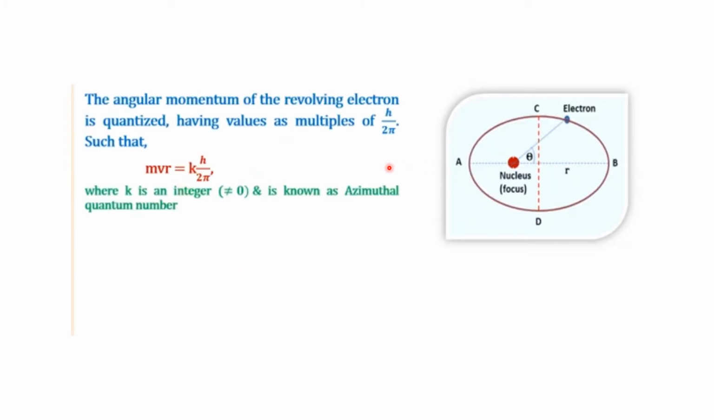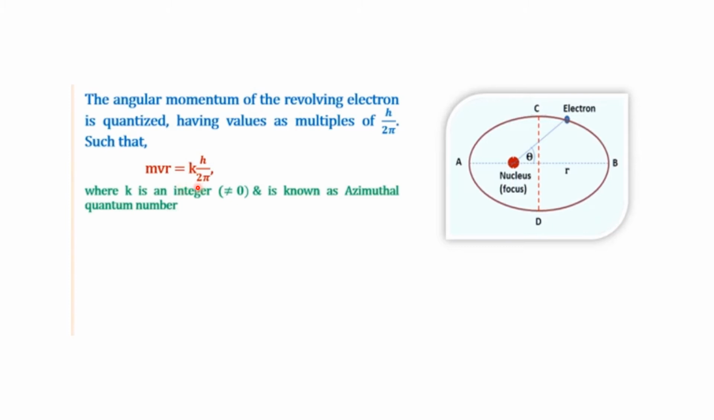So the angular momentum of the revolving electron is quantized. Sommerfeld too has proposed that the revolving electron possesses angular momentum which is quantized, that is, fixed, having multiples of h by 2 pi, such that the angular momentum mvr is equal to kh by 2 pi. So he has proposed that.